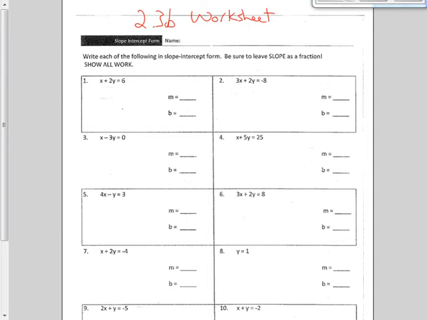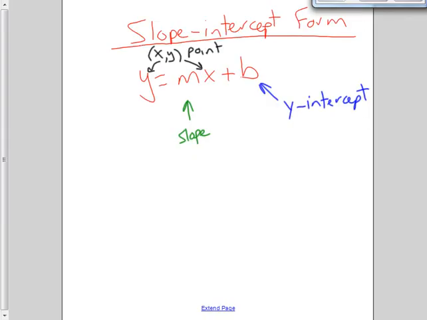We're going to take a look at 2.3b. It's a lot like 2.3a in the sense that we're going to be going through and solving these equations for y. However, we're going to add one extra part to it. We're going to start talking about a y equals mx plus b equation, or what we call slope-intercept form.